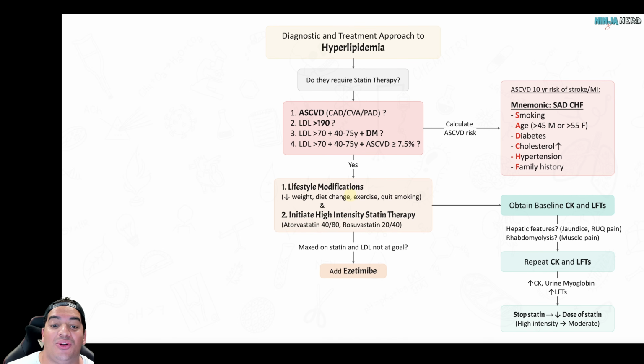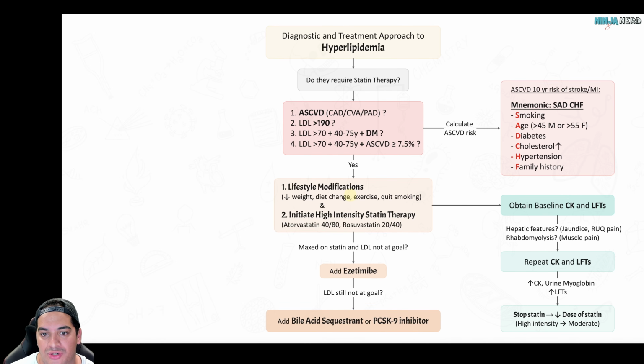If they do not meet their goal with that, then what do? Then you add on one of two drugs. One is a bile acid sequestrant, or the other one, which is really, really good, is a PCSK9 inhibitor. They're just expensive as all heck. But these are the steps that I want you to remember to treat hyperlipidemia in a systematic way.